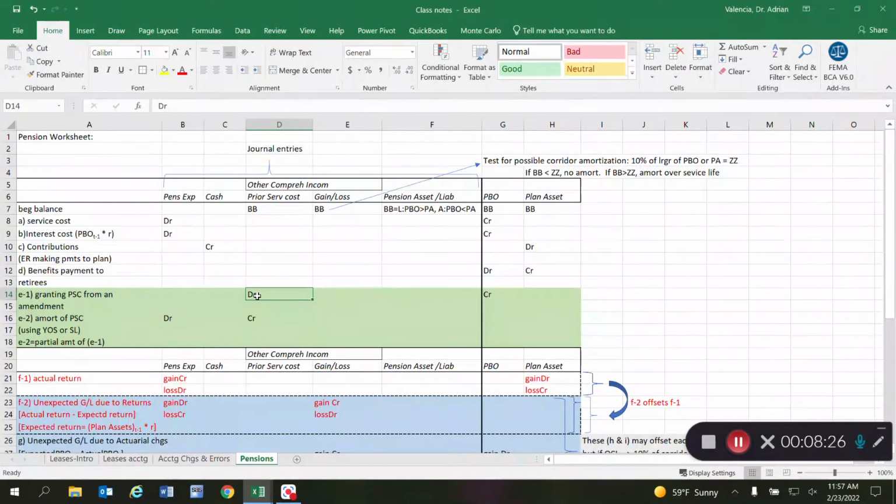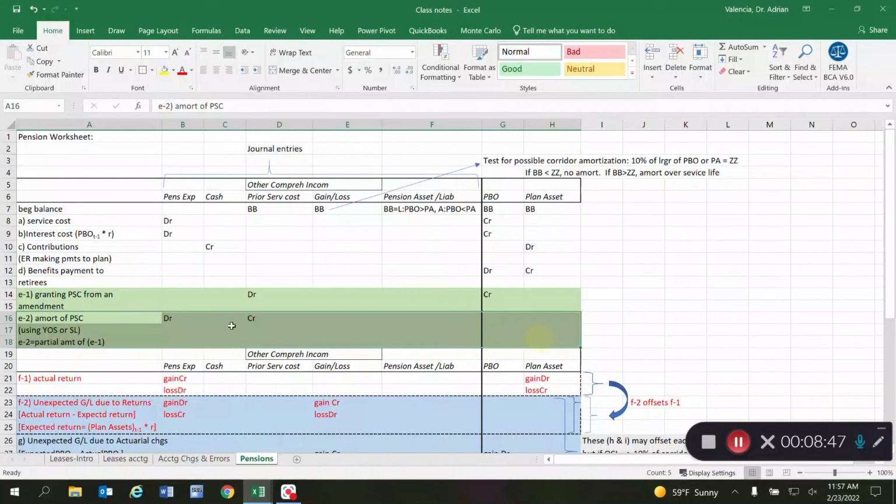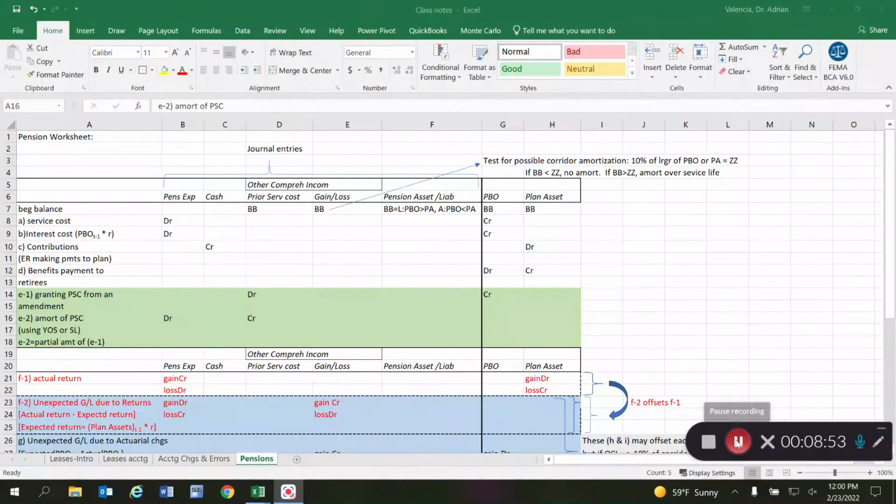So because of that, we're not going to directly put it into pension expense immediately. All right, we'll put the full amount in other comprehensive income as an expense. Think of it that way, a reduction to other comprehensive income. But then over time, that's when we're going to amortize that amount into pension expense. And the amortization can be done based on the years of service or a straight line amortization.